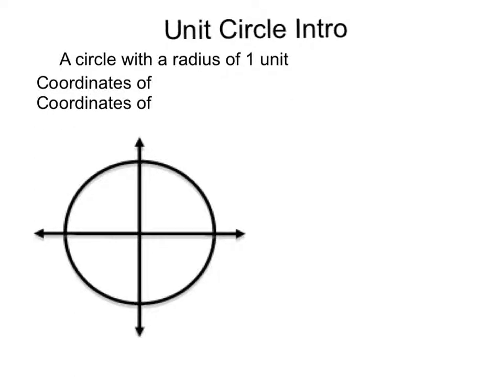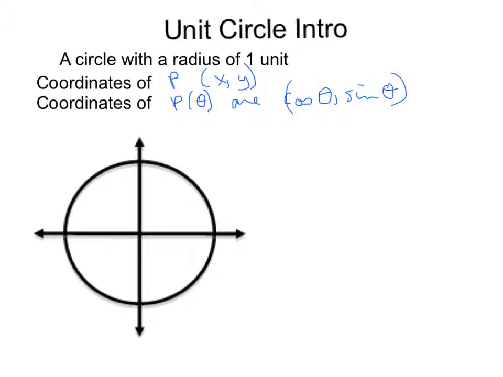The unit circle has a radius of 1 unit. Let's look at how we can put coordinates on the unit circle, keeping in mind that coordinates of a point are x and y. Coordinates of point theta, when we're dealing with the unit circle, are cos theta, sine theta.